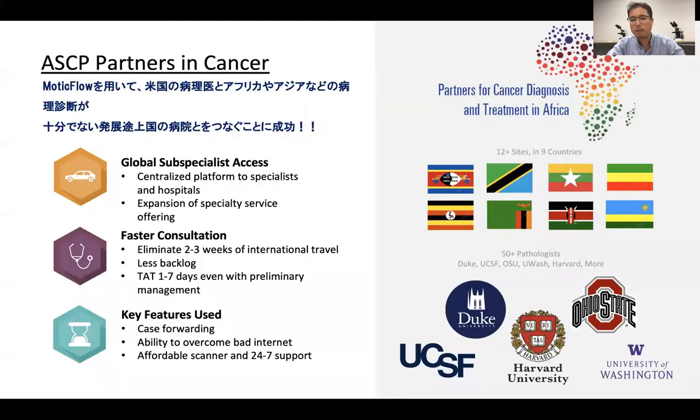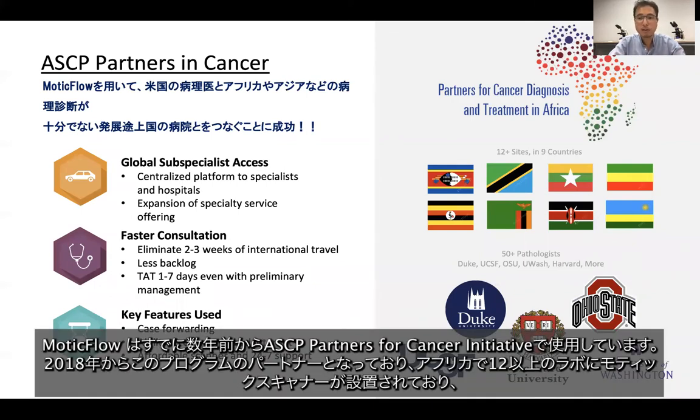So that's one way. This is a platform that we've been using for several years now, in particular with the ASCP Partners in Cancer initiative. ASCP is the American Society of Clinical Pathology. We work with them. We've been a part of this program since 2018.